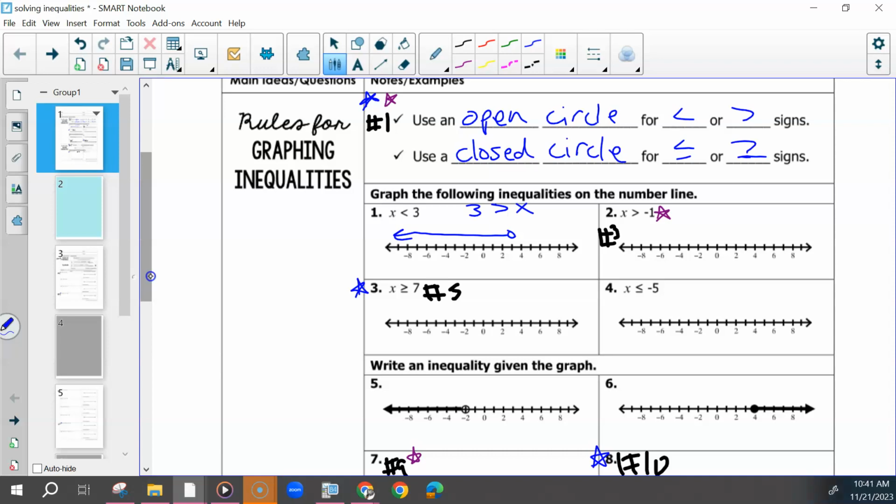Questions on that? How would we graph x is greater than or equal to 7? Would that be open or closed? Closed. At 7. Going to the left or to the right? Right. And if you're not certain, you can pick numbers and put them in. So if I put 8, 8 is greater than 7. That works. 10 is greater than 7. That works. So I know I'm going to keep going that way. And if I put in 6, 6 is not greater than 7, so I would not be going to the left.